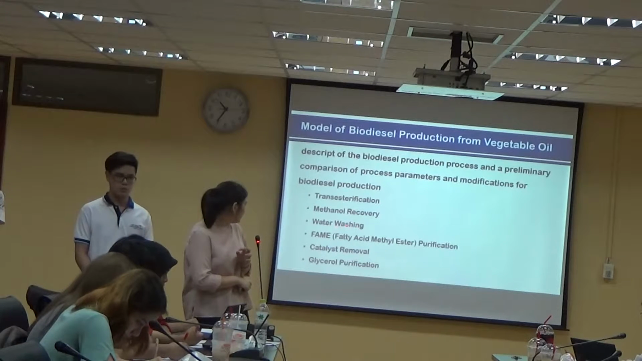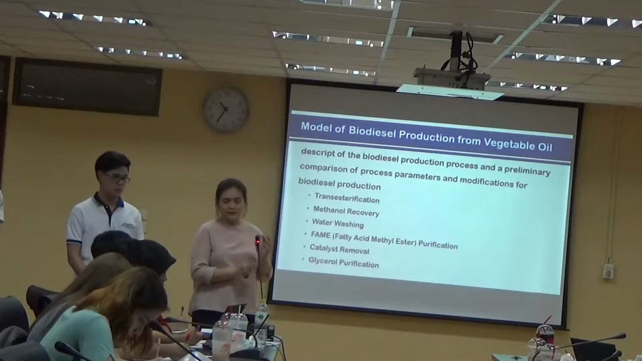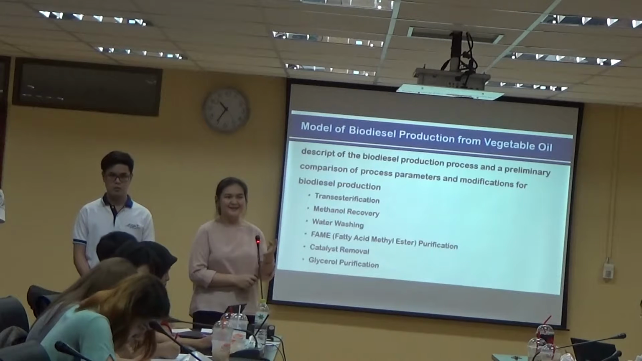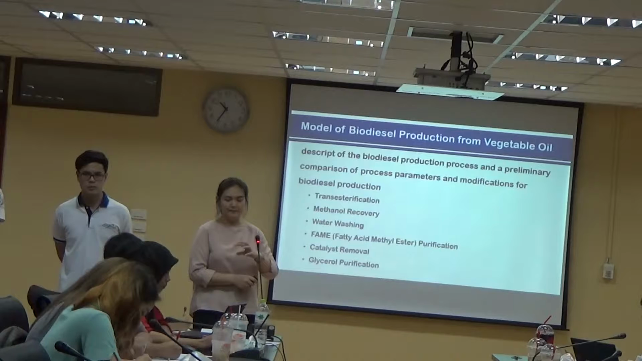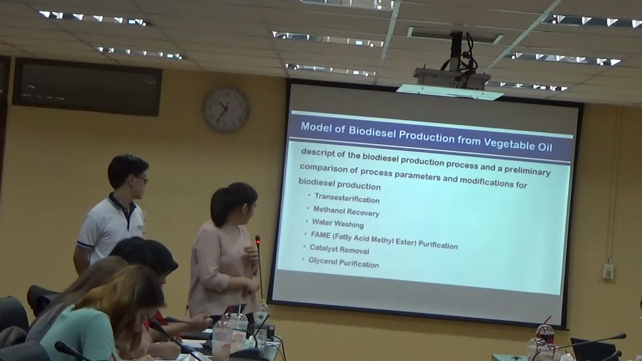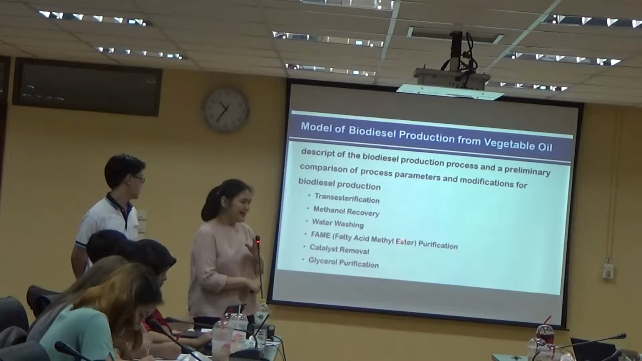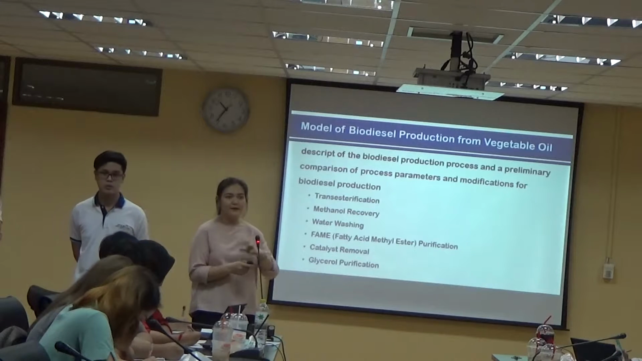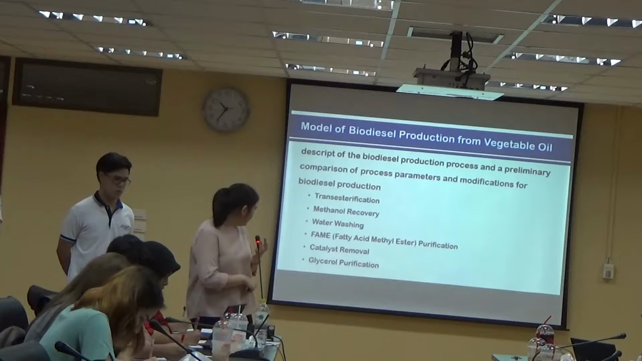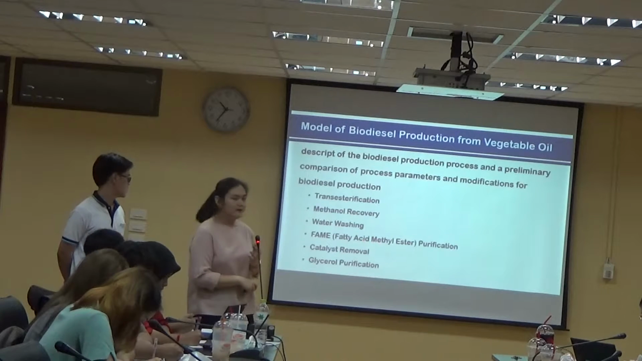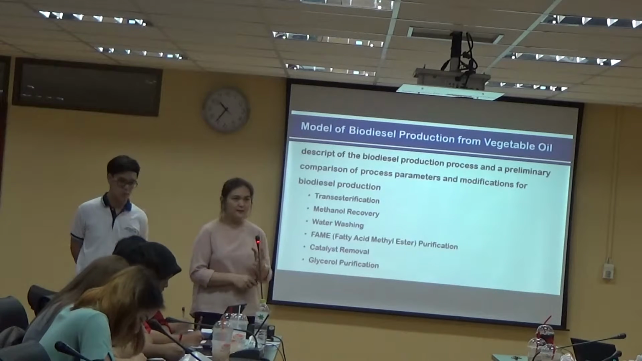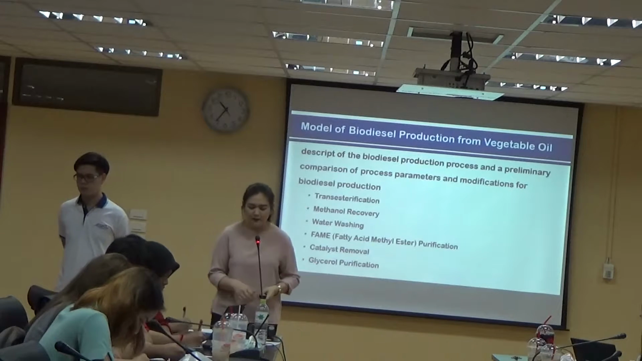Third is the water washing. This unit is for separating fatty acid methyl ester, or FAME, from ethanol and electrolyte. Fourth is FAME purification, which is for purifying FAME and recovering some oils. Fifth is the catalyst remover, which is for removing the existing catalyst, and the last one is the ethanol purification, which is for purifying the ethanol.